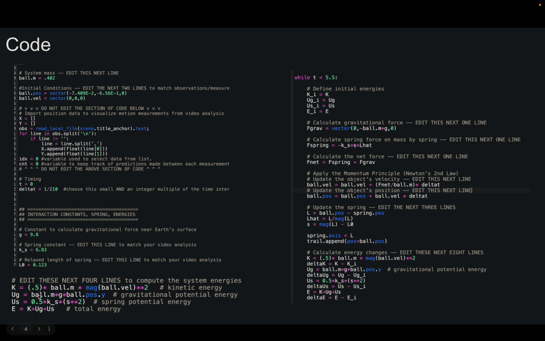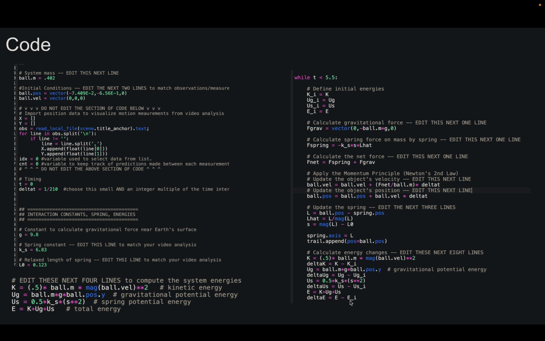And within that loop in t, which shows the oscillation now, we get the net force by getting the gravitational force and adding the spring force, and then we calculate the velocity and position by using the momentum principle from Newton's second law. Then we calculate the spring here, and then we calculate the energy changes: first the kinetic energy change, then the gravitational potential energy, the spring potential energy change, and then the total energy change.